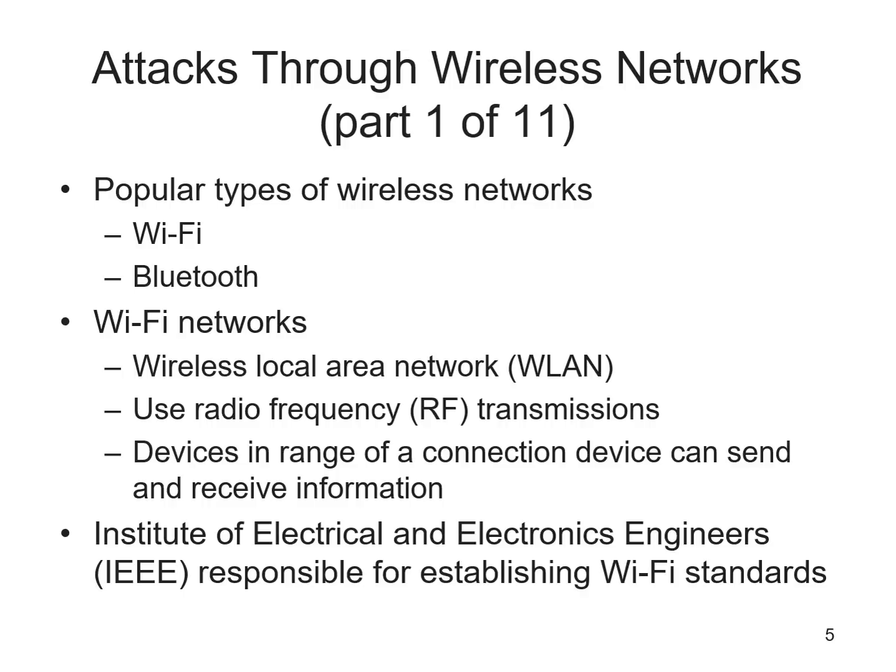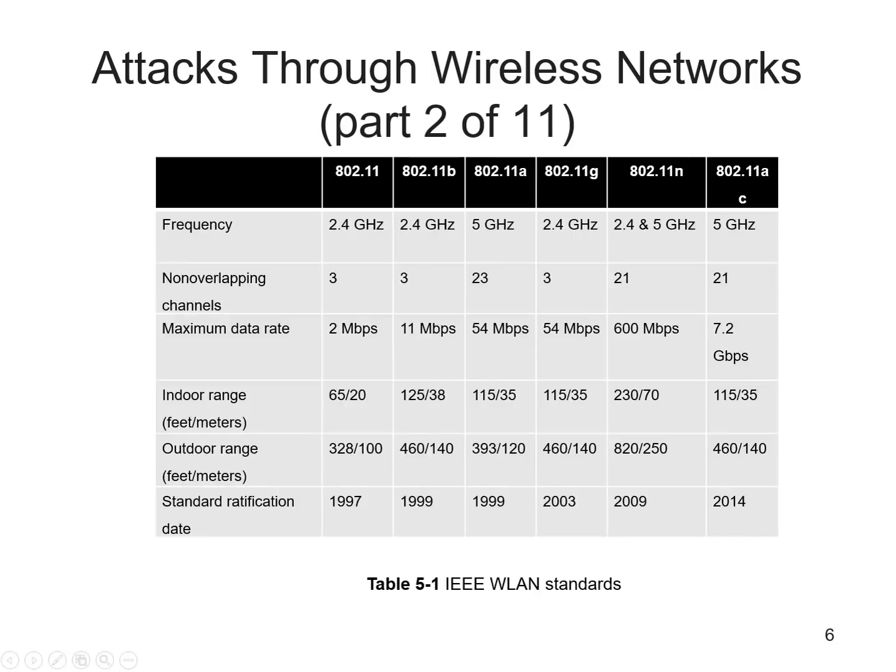They use radio frequency transmission. Devices in range of the connection devices can send and receive information. So it all depends on the signal strength. If people in the nearby area can easily reach that network, they would try to connect to that Wi-Fi network. The Institute of Electrical and Electronics Engineers is responsible for establishing the Wi-Fi standards that we are using these days.